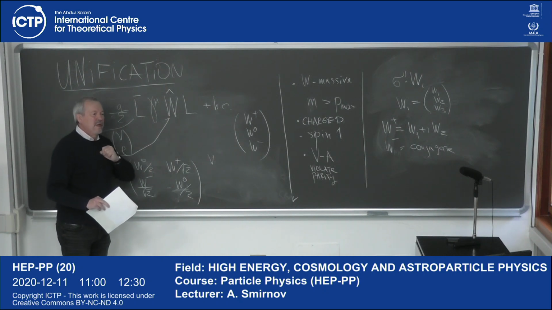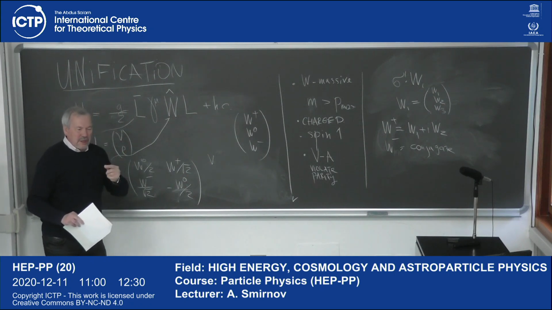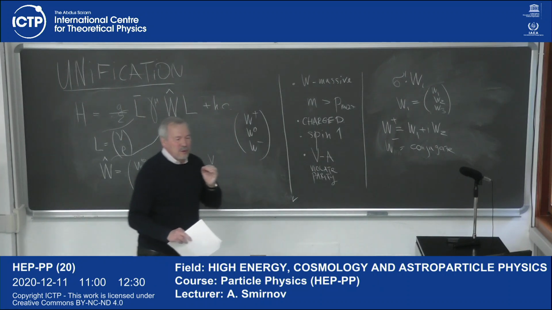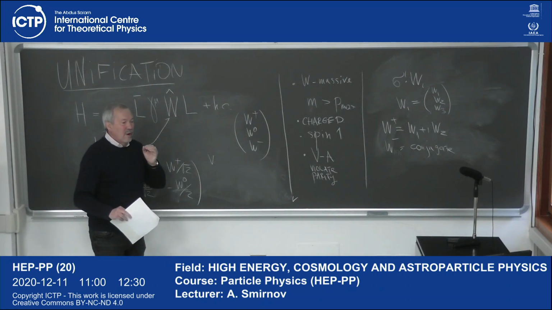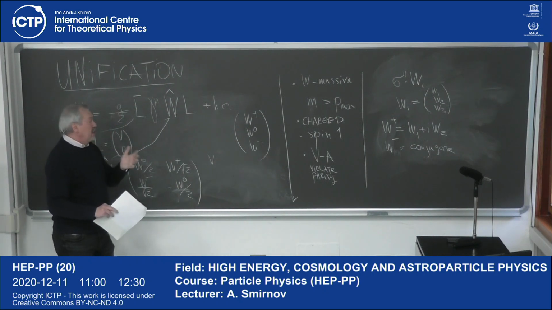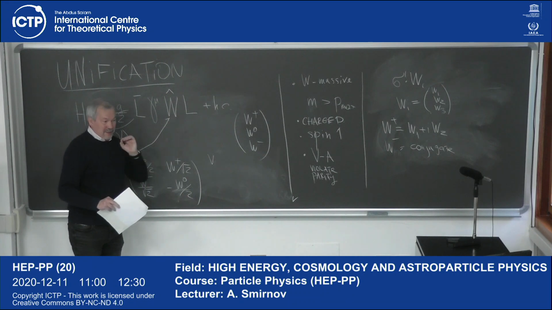So we are talking here about weak isospin, and also about weak hypercharge. In contrast to the hadron case, where we introduced isospin only for proton and neutron, or u and d quark, here we introduce weak isospin for all doublets. We discussed this already.